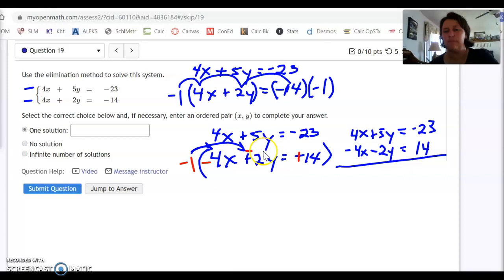Make sure you're doing that distributive property. You can think of it as leapfrog if you want to, making sure that negative 1 is multiplied to the whole equation because we need to do both sides. Now we have exact opposites, so that gave me the desired effect. I have 4x minus 4x, and now those cancel. And we have 5y minus 2y is 3y equals negative 9. And then we can divide both sides by 3, and we end up with y equals negative 3.